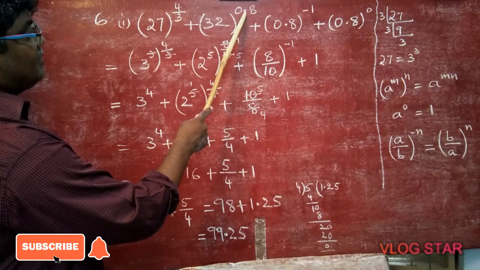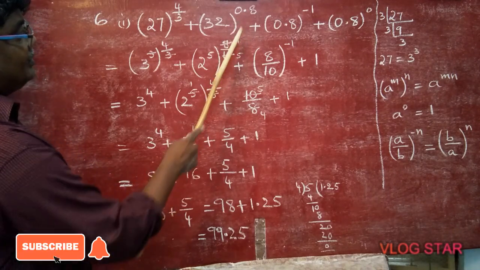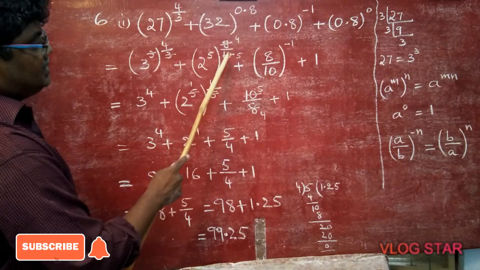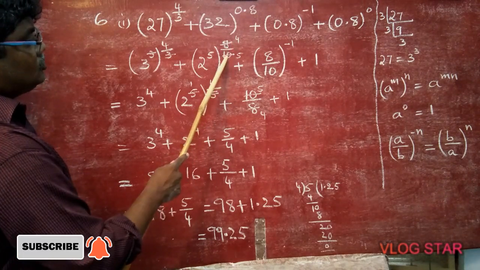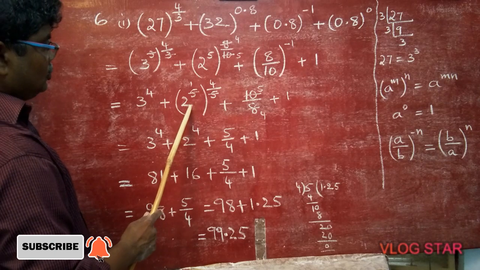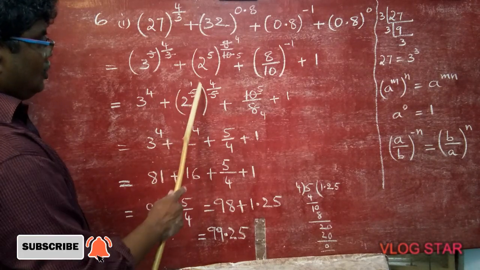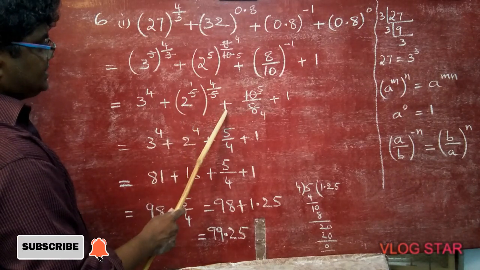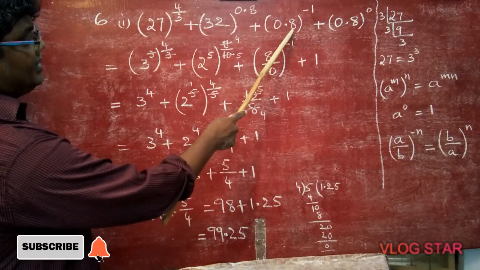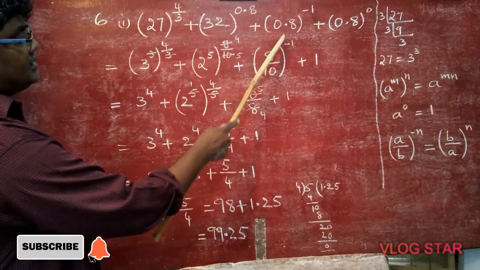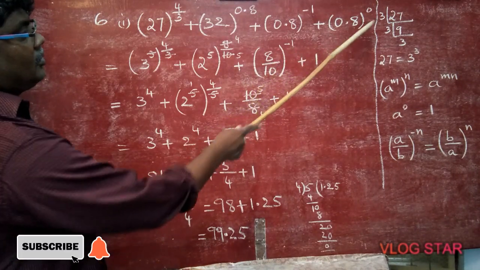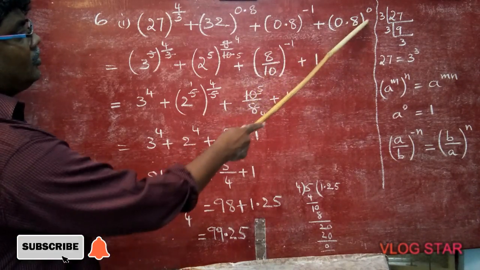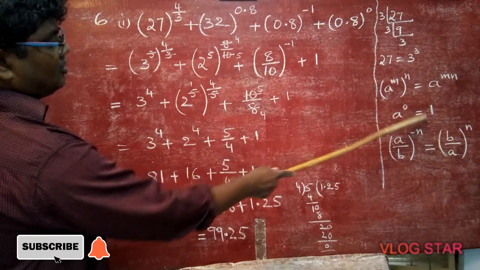Now here decimal is there, remove the decimal. We can write as 8 by 10 because after the decimal one digit means 10. 2 table is common. 2 goes 4 times, 2 goes 5 times. So 2 to the power of 5 whole to the power of 4 by 5 plus here again decimal is there. Remove the decimal first. 8 by 10 whole to the power of minus 1. Anything to the power of 0 is 1. So 0.8 whole to the power of 0, 8 to the power of 0, 1.